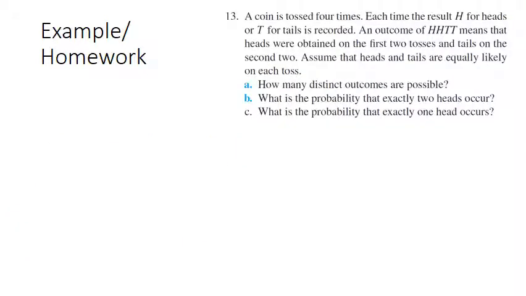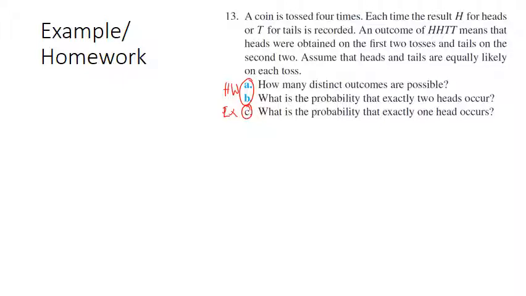Okay, so let's do another combined example and homework problem. So these 2 parts here are your homework, and then this one is going to be the example. So a coin is tossed 4 times. Each time the result H for heads or T for tails is recorded. An outcome of HHTT means that heads were obtained on the first 2 tosses and tails on the second 2. Assume that heads and tails are equally likely on each toss. Okay, so for part C, what is the probability that exactly 1 head occurs?